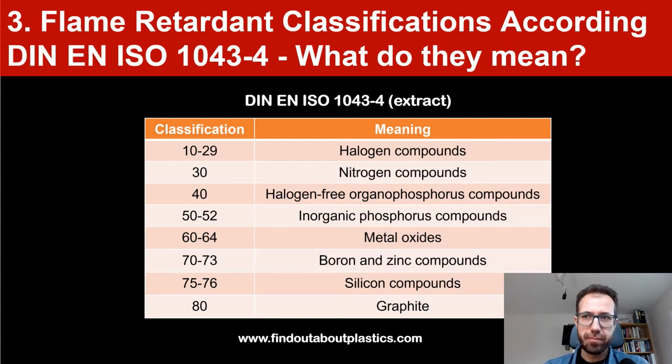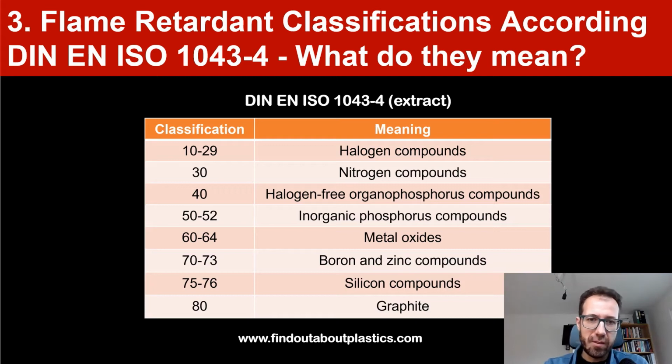And this is what we do here. I have here extract starting from the number 10 up to 80. And when you think back now in our example 30 and 40, so 30 are flame retardants based on nitrogen compounds and 40 are flame retardants based on halogen-free organophosphorus compounds. So those is a combined class of flame retardant. So it's not unusual to combine different classes to have better effects in your final compound.